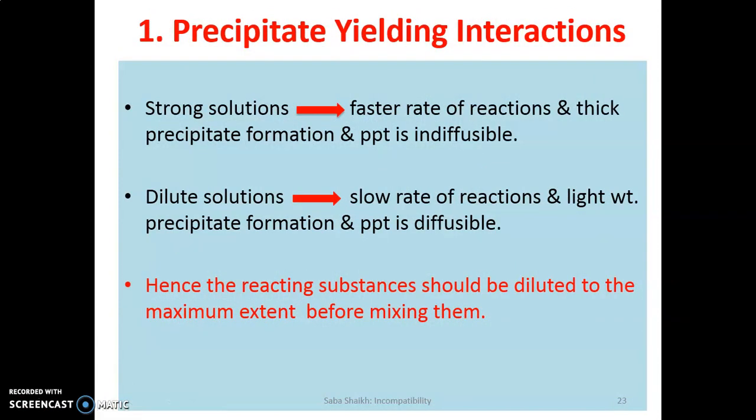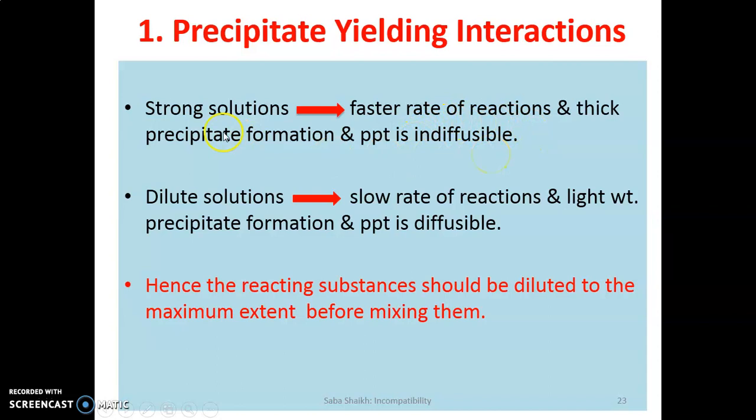First, precipitate yielding interactions. It is important that you understand what type of interactions these are and what precautions or solutions we can find for these interactions. These are 2 important rules you have to remember for this topic. When we are using strong solutions, the rate of the reaction will be fast, and if the rate of reaction is fast, there will be a thick precipitate formation, and this thick precipitate is always indiffusible type.